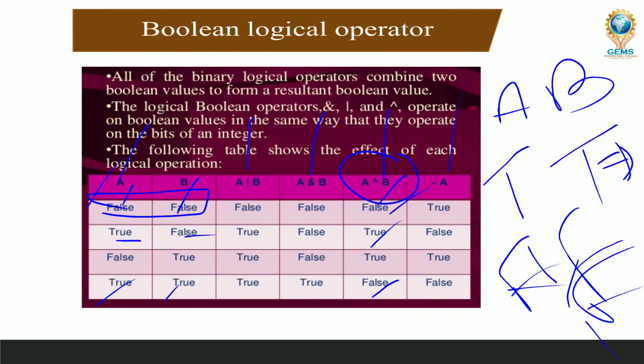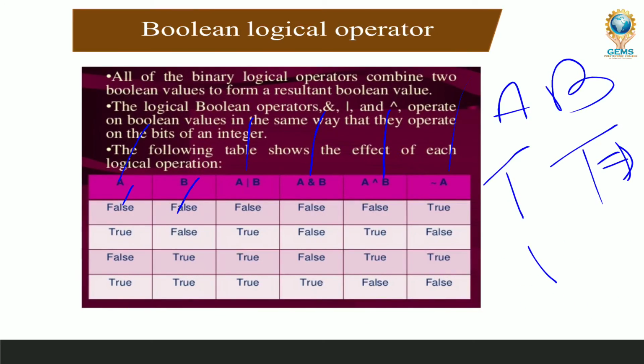So try to understand one thing. In the XOR case, when both inputs are the same, the output is false. When one input is different from the other input, then the output is true. I hope that you understand. I am talking about XOR. In XOR, we take two inputs. If the two inputs are the same, then the output will be false. If the two inputs are different, the output will be true. This is the XOR.